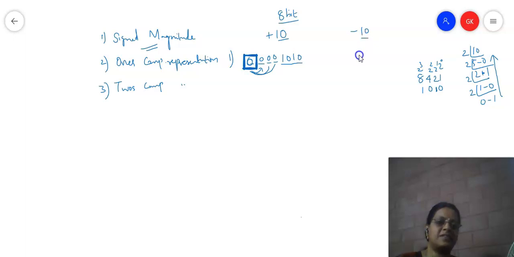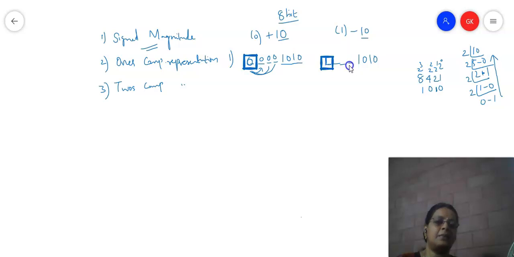So the magnitude of 10 is nothing but 1010, and then we have to represent it in 8 bits, so 4 more bits are to be added. And as we all know, the MSB is going to be the sign bit. Because it's a negative number, you will always write it as a 1. The one important point you have to remember: plus is represented with 0 and minus is represented with 1. So this is a negative number, so I represent this bit as 1.